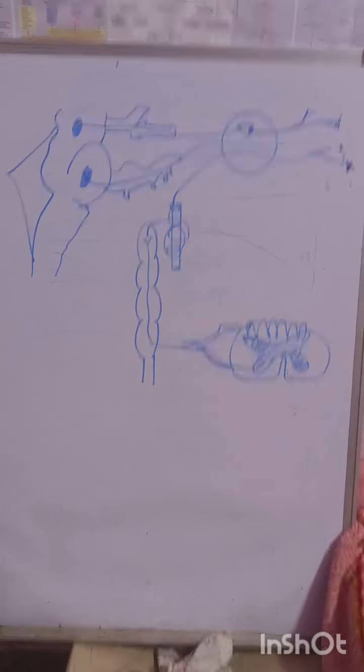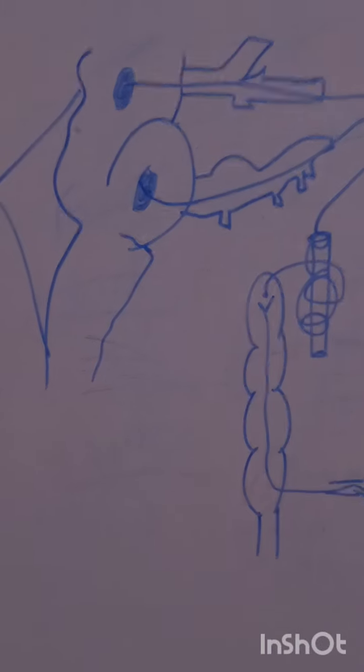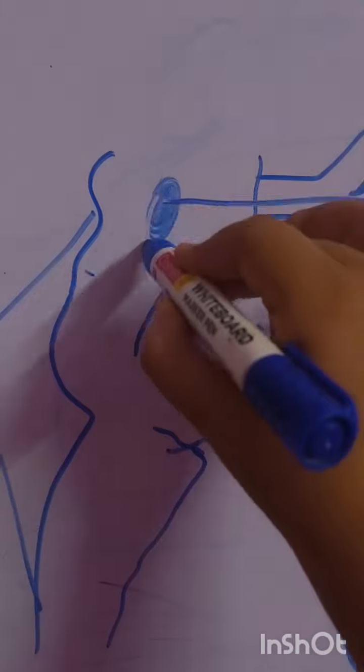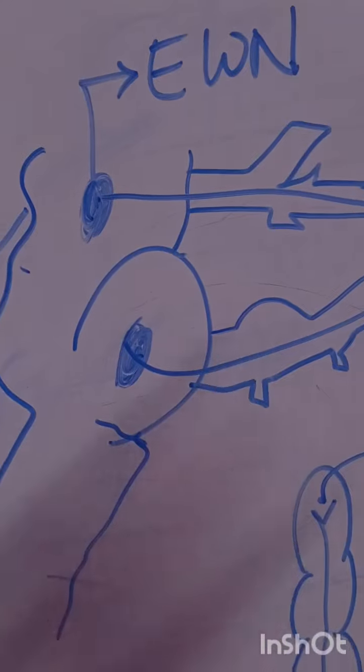Coming to the details, we have this diagram. We have three roots: parasympathetic, sympathetic, and sensory. Let's go through each of them. The first one you are seeing here is the Edinger-Westphal nucleus, located in the midbrain at the level of the superior colliculus. It gives off the parasympathetic fibers.